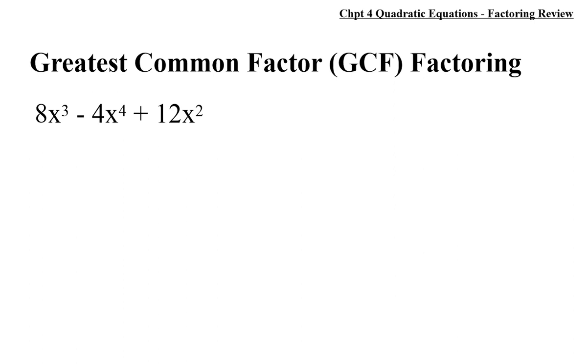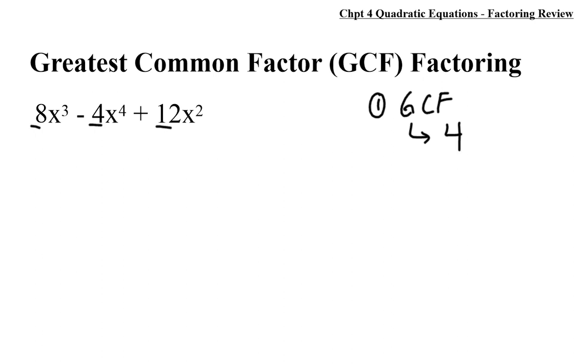8x cubed minus 4x to the 4 plus 12x squared. This type of factoring this time, greatest common factor factoring. So here we go. What do we have in this case? First step, what's the GCF? Well, consider, first of all, your coefficients. 8, negative 4, and 12. GCF is going to have a 4 in it.